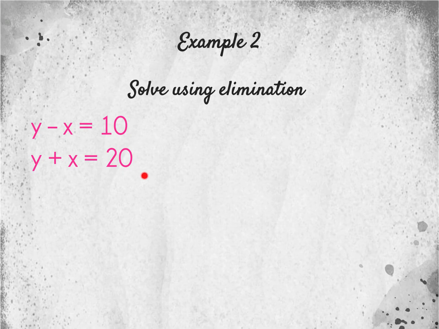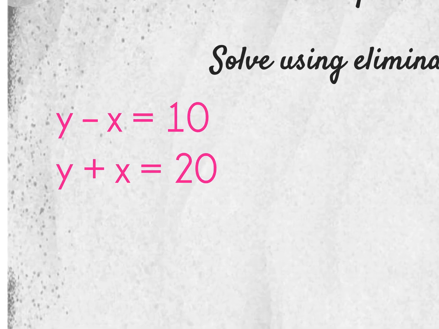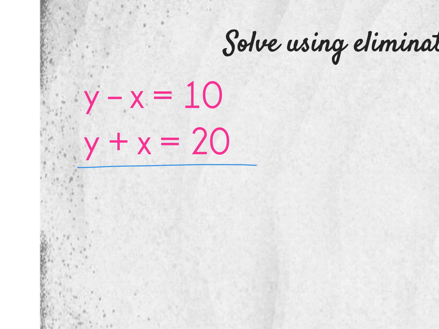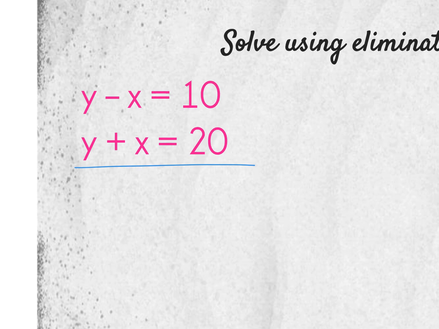All right, looking at this one, using elimination again. Can I cancel anything out here? Yes or no? Could I cancel anything out looking at example 2? Yes, what could I cancel out? My x's. You could look at them. Again, you don't always have to change anything. That's only if it's needed. And for this one, I have a positive x and a negative x. They're going to cancel out.